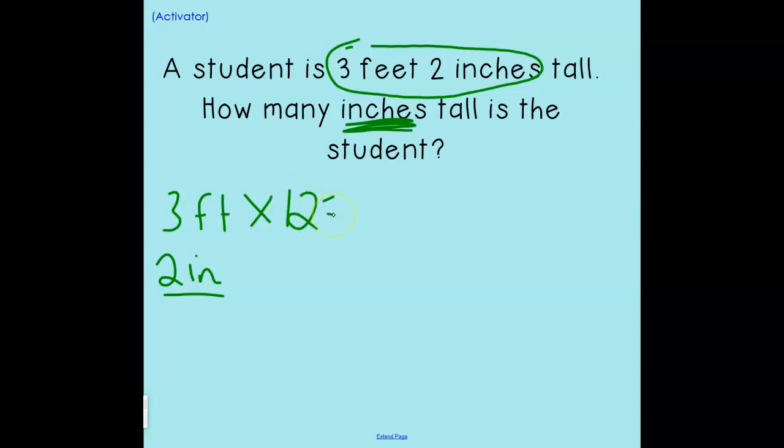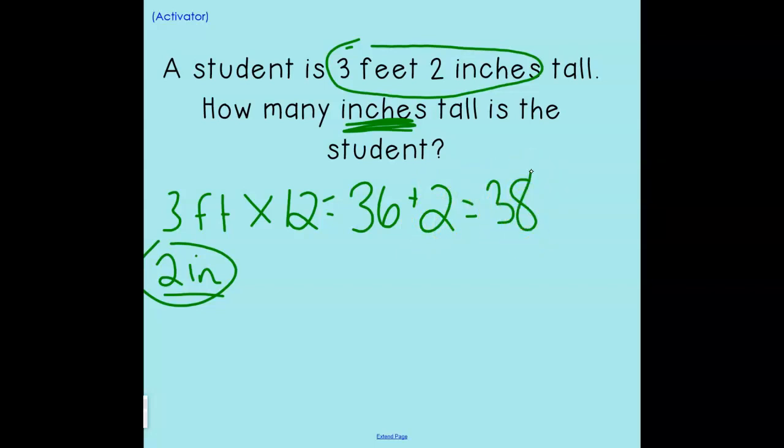So 3 times 12 equals 36. And now add the extra 2 inches that I saved earlier. That equals 38. So how many inches tall is the student? The student is 38 inches tall.